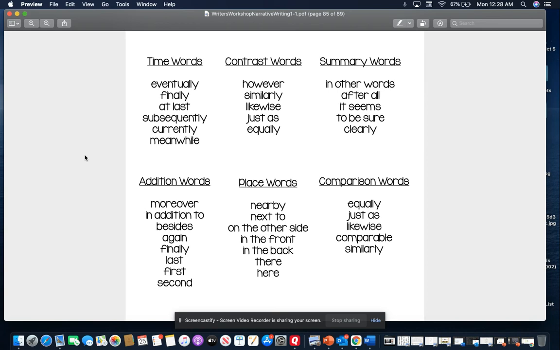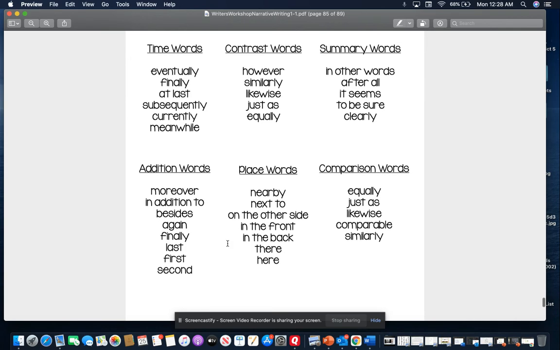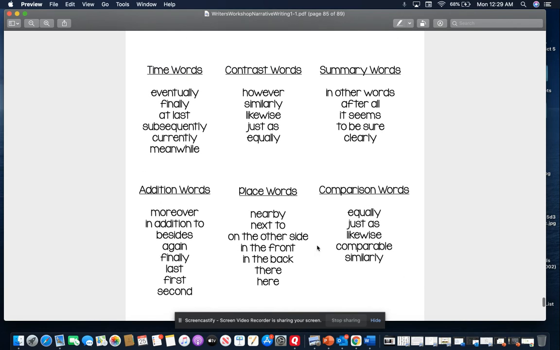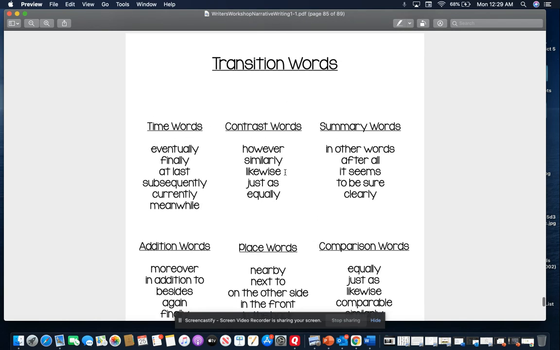Some of them might be new and you might have never seen them before and you might not know how to use them. And that's okay. You don't have to use all of them. You just use the ones that you know and that you can use to make sense in your story. Like the one likewise. That's not a word that we use regularly, and that's okay if you don't use it. But you should know what however means. And you should know what after all means. Eventually, finally, again, last, second, there, here, in the front, in the back, equally, similarly, you might know what that means. So these are words that we're going to transition from one thing to the other.